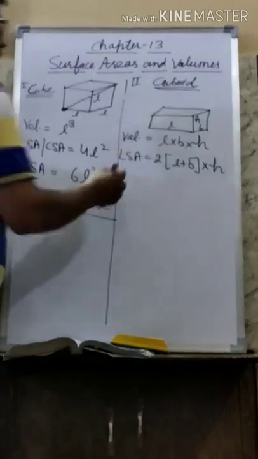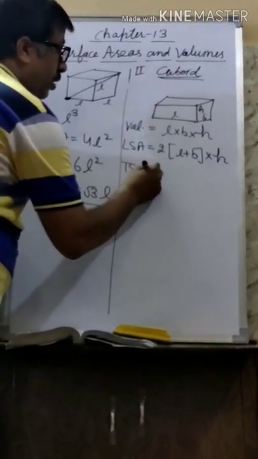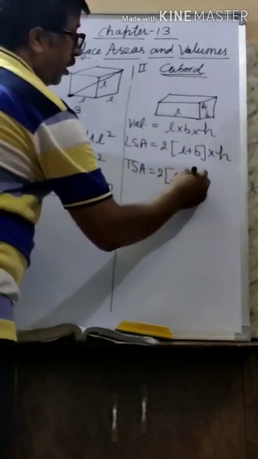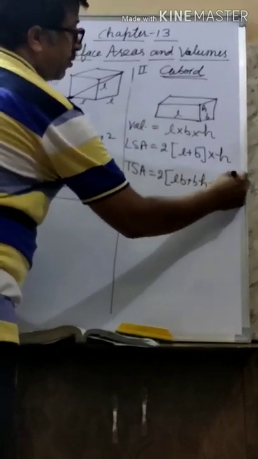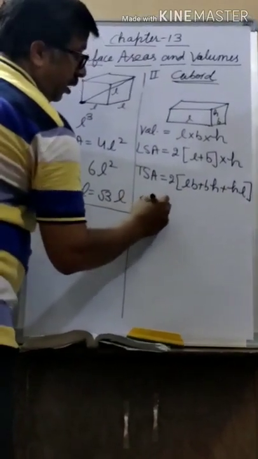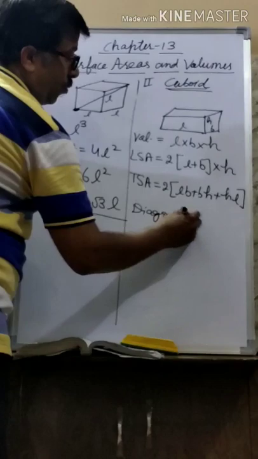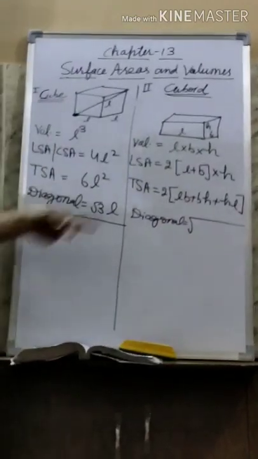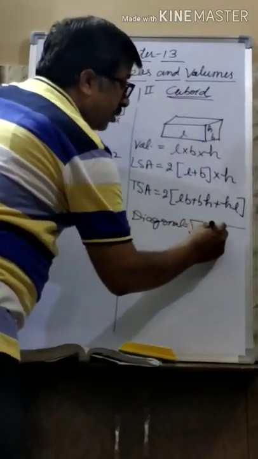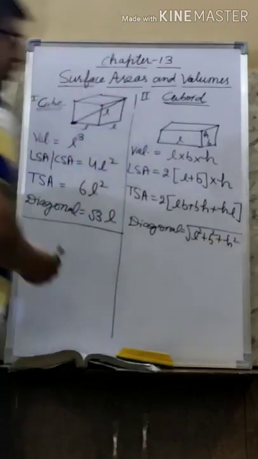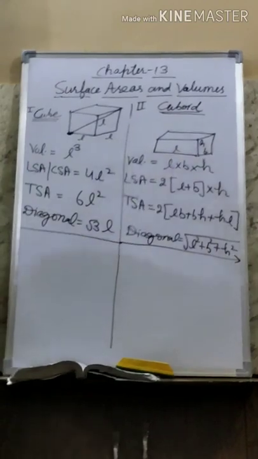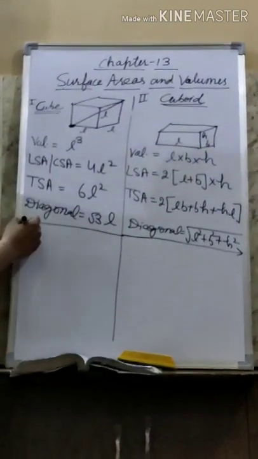Next is total surface area of this cuboid. So learn this: 2 into LB plus BH plus HL. So next, diagonal of the cuboid. My dear students, if length, breadth, and height are given, what is the diagonal of cuboid? You learn this formula: root of L square plus B square plus H square. This is the diagonal of the cuboid.